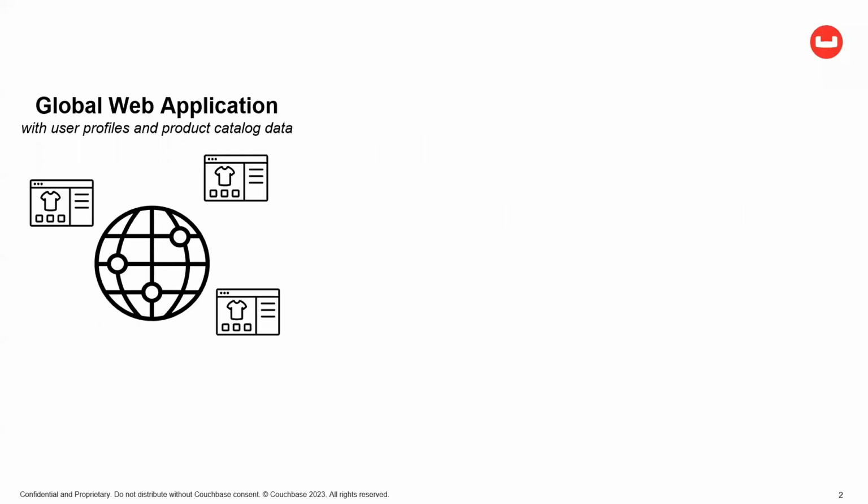So let's begin by looking at a global web application. It's got catalog data and user profiles, and you want to run it around the globe, so you're going to need data support in multiple regions. So what are the key requirements that you're going to have around this application to make users happy and stay ahead of the competition? First of all, it needs to be flexible, right?